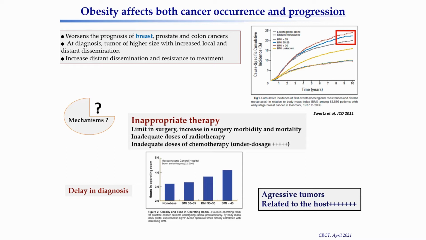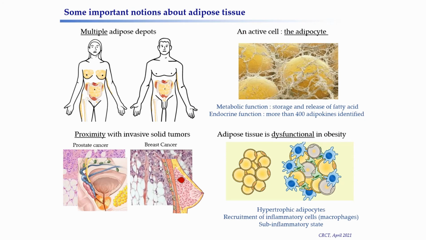Just to illustrate what I am saying, this shows what it means in terms of surgery: the increased time for performing prostatectomy in lean versus obese patients. As you can see, this is significant. But as you can imagine, we're not working on that aspect. We know that even if you correct all these parameters, there are aggressive tumors in obesity which may be related to the host. What changes a lot in obesity is adipose tissue.